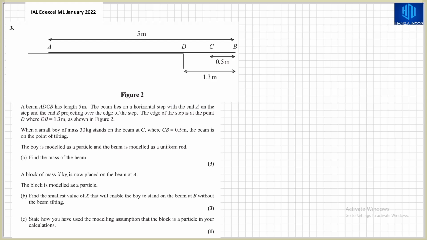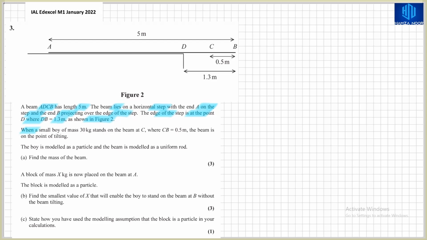This is Hamza Noor, and in this video, I'm going to solve question number 3 of International A-Level Edexcel M1 January 2022 paper. The question says that a beam ADCB has length 5 meter. The beam lies on a horizontal step with the end A on the step and the end B projecting over the edge of the step. And then it says that the edge of the step is at the point D, where DB is equal to 1.3 meter, as you can see in figure 2.